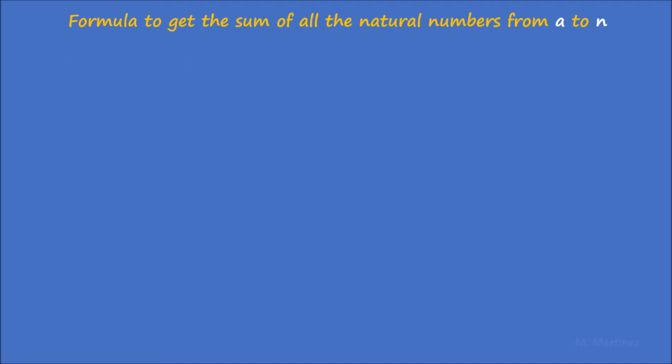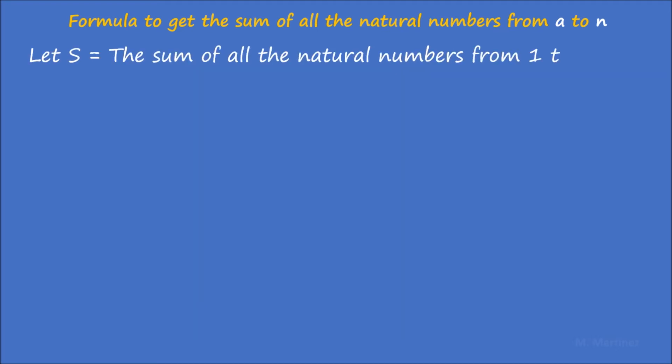To derive that formula, let's set s as the sum of all the natural numbers from 1 to the last number n. At this point we will focus first on deriving a formula for a scenario wherein the first number is 1. Later on, we will discuss another scenario wherein the first number is another variable not equal to 1. But for now, let's focus on this scenario.